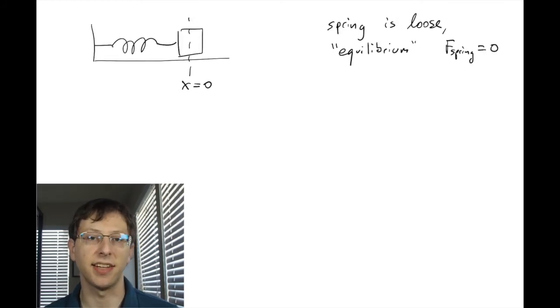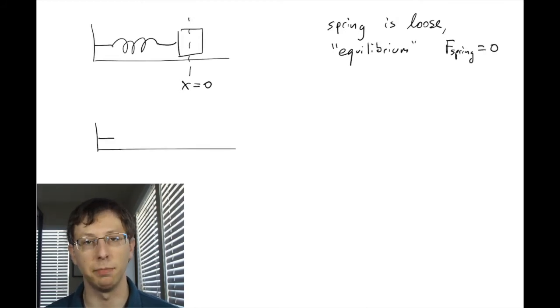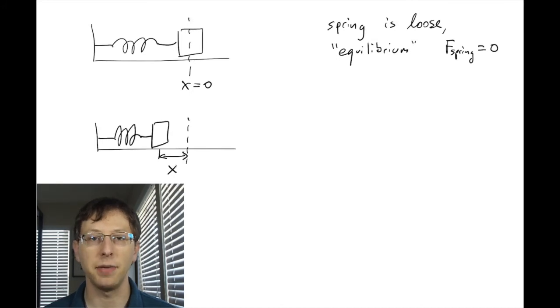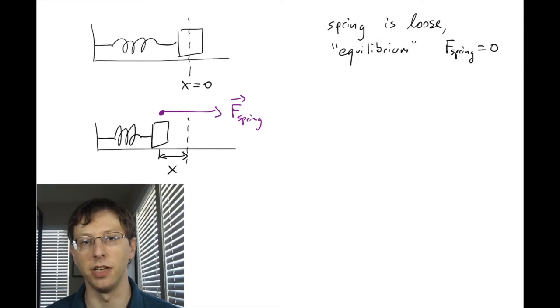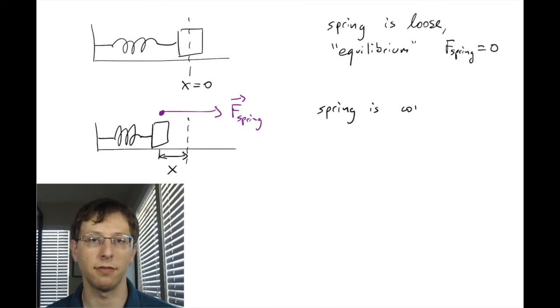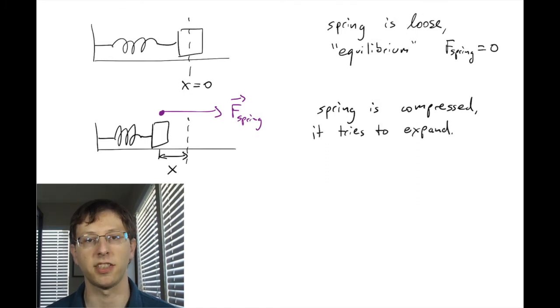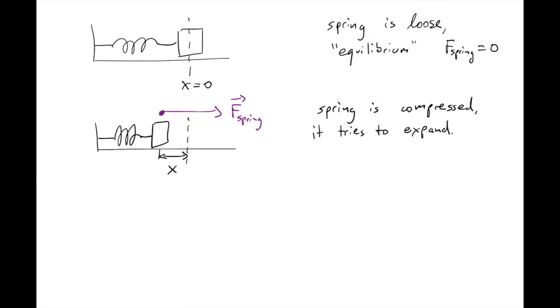Then if you compress that spring, you're moving the position to the left. That means that the force is going to be to the right. And you can tell this from the equation because of the negative sign. If x is to the left, then the force must be to the right. So if you compress the spring, it exerts a force to the right. It's trying to push the box back into the equilibrium position.